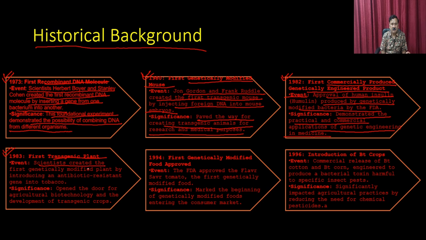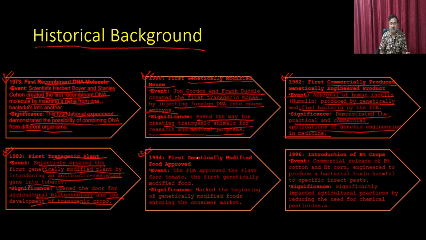So, the scientists created the first genetically modified plant by introducing an antibiotic resistance gene into tobacco. And what is the significance? This opened the door for agriculture, biotechnology and the development of transgenic crops.